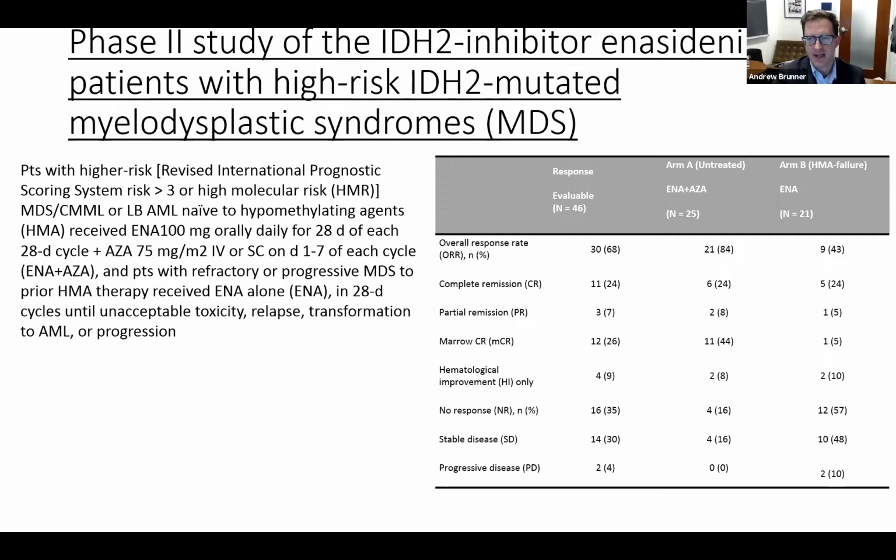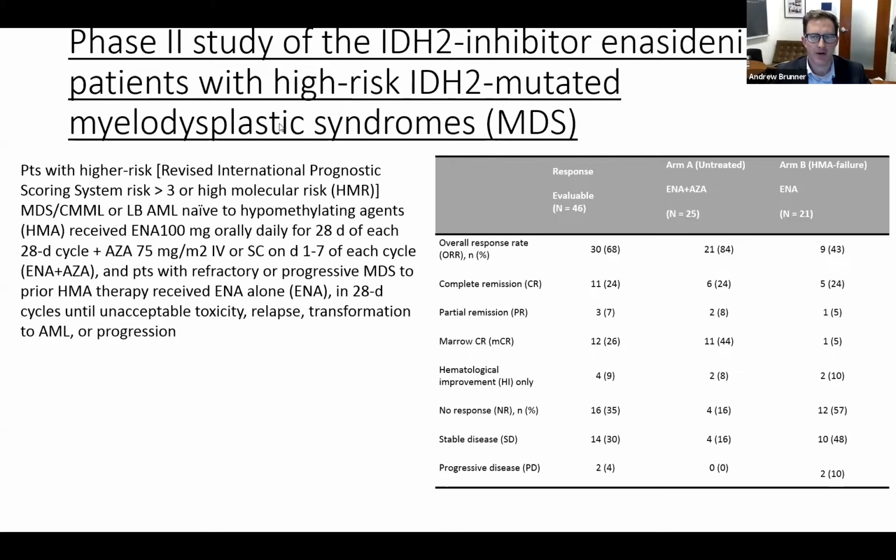And so there was an arm looking at patients who got enasidenib and azacitidine to see how they did, as well as a group of patients who had prior therapy and couldn't tolerate it or progressed, and then they received monotherapy. So they just took this enasidenib pill daily, and it looked at response rates and how well they did. And it's a reasonably sized study, 46 patients.